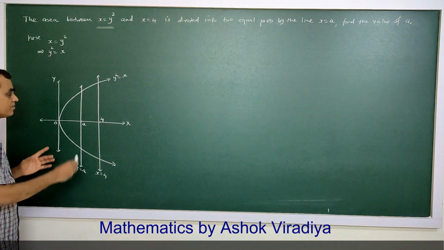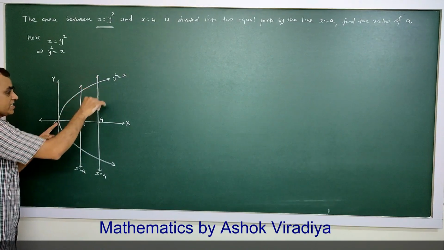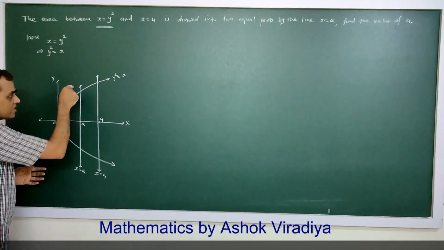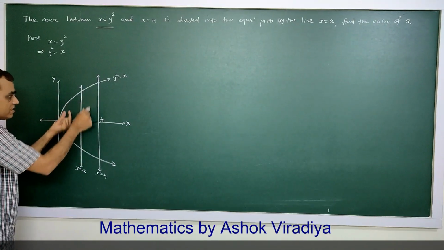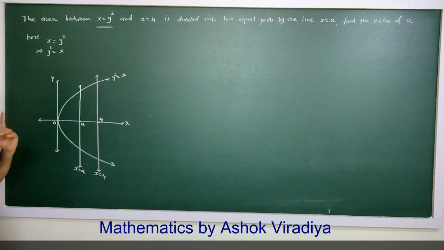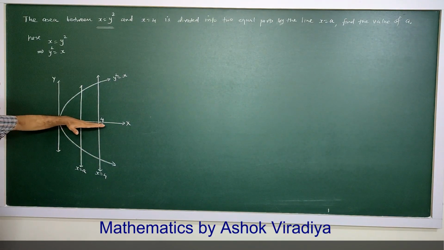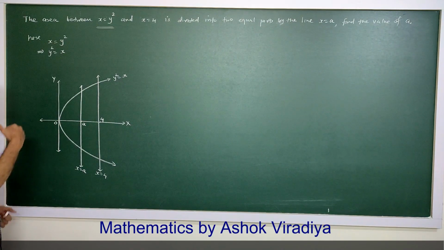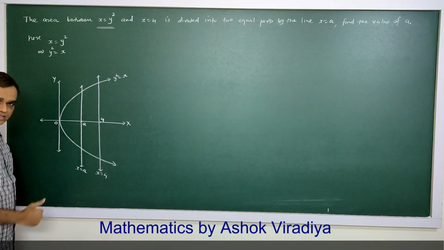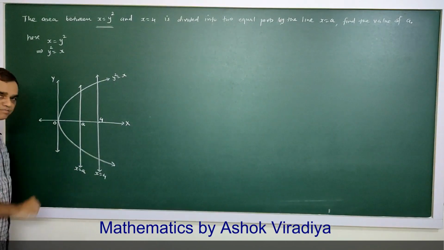So here, the region between y square equal to x and x equal to 4, that means this region, is divided by this line into equal parts. So this area is equal to this area. Now, because the parabola is symmetric about the x-axis, the area above the x-axis will be equal to the area below the x-axis. So these two areas will be the same. Similarly, these two areas will be the same.